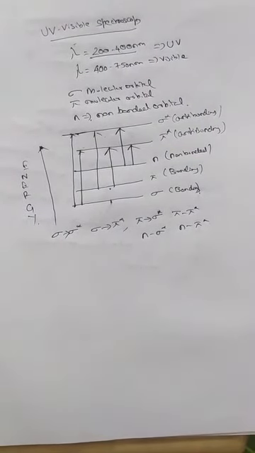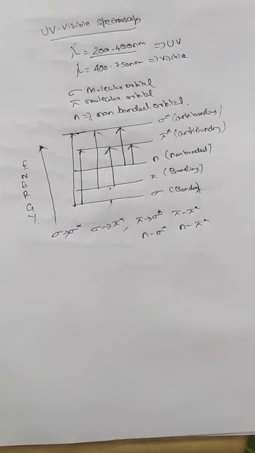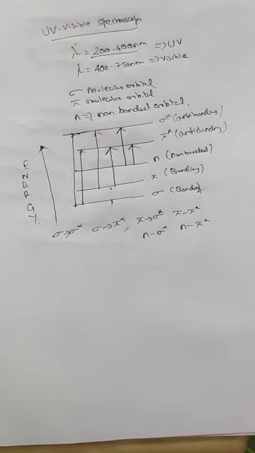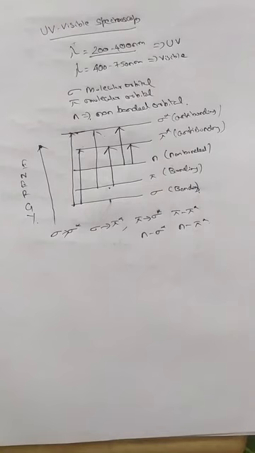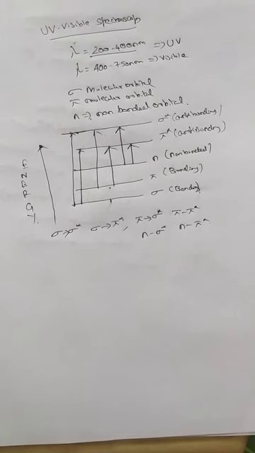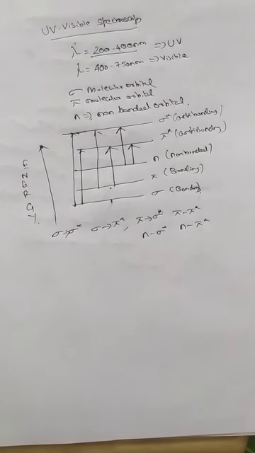Basically, the difference in energy between the sigma and sigma star, if it is absorbed, it goes to a sigma star. It is called a sigma to sigma star excitation. If it gets excited from sigma to pi star, it is sigma to pi star excitation. It can be pi to sigma star, sigma to sigma star, or n to sigma star. A non-bonded electron can absorb energy and go to a pi star or sigma star. So it can be n to sigma star or n to pi star.